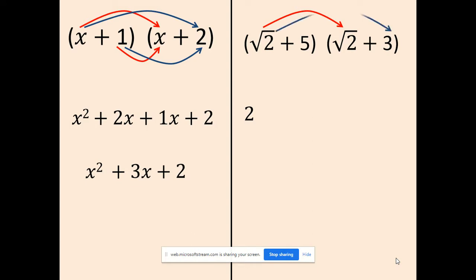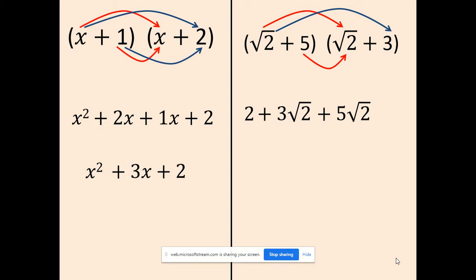What about root 2 times 3? Remember what we said. Think of the root 2 as an x, okay? If I did 3 times x, what's that going to be? 3x, right? So if I do 3 times root 2, it's just going to be plus 3 root 2. Next, I do 5 times root 2. Think of it as 5 times x. What's 5 times x? 5x. So 5 times root 2 is just going to be plus 5 root 2.